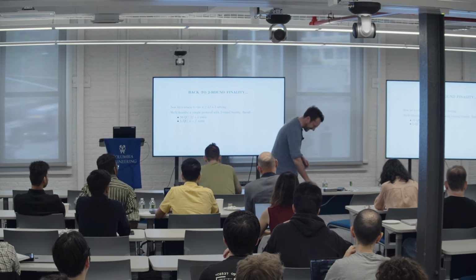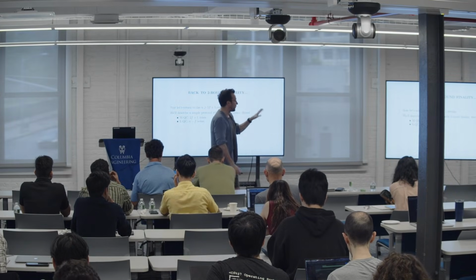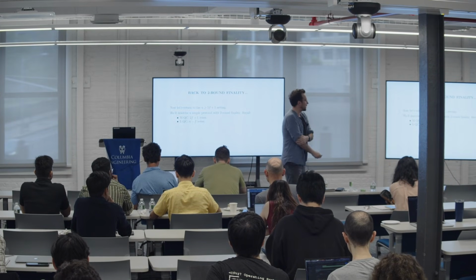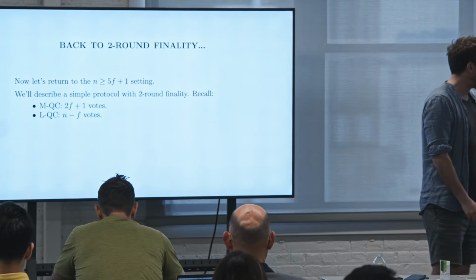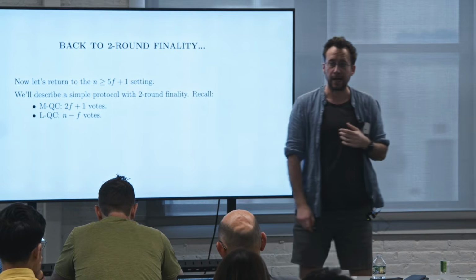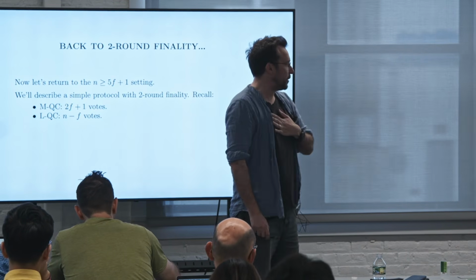Okay, so we've seen the PBFT style approach to view changes with 3-round finality. Now let's apply the same thing to 2-round finality. So now we're returning to the setting where n is greater than 5f plus 1. I'm going to describe a protocol with 2-round finality.